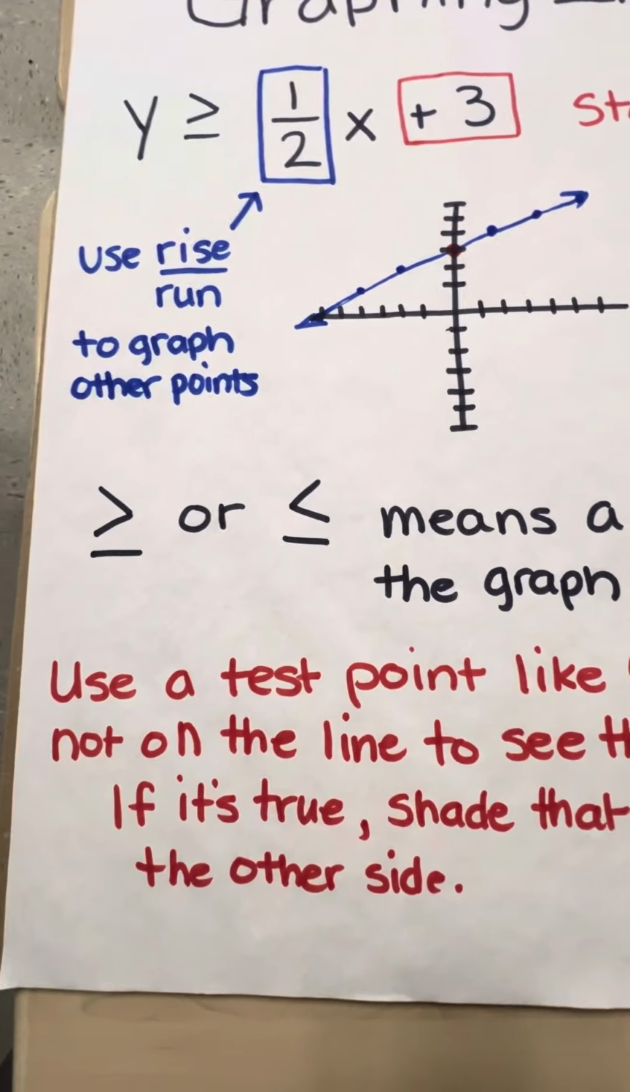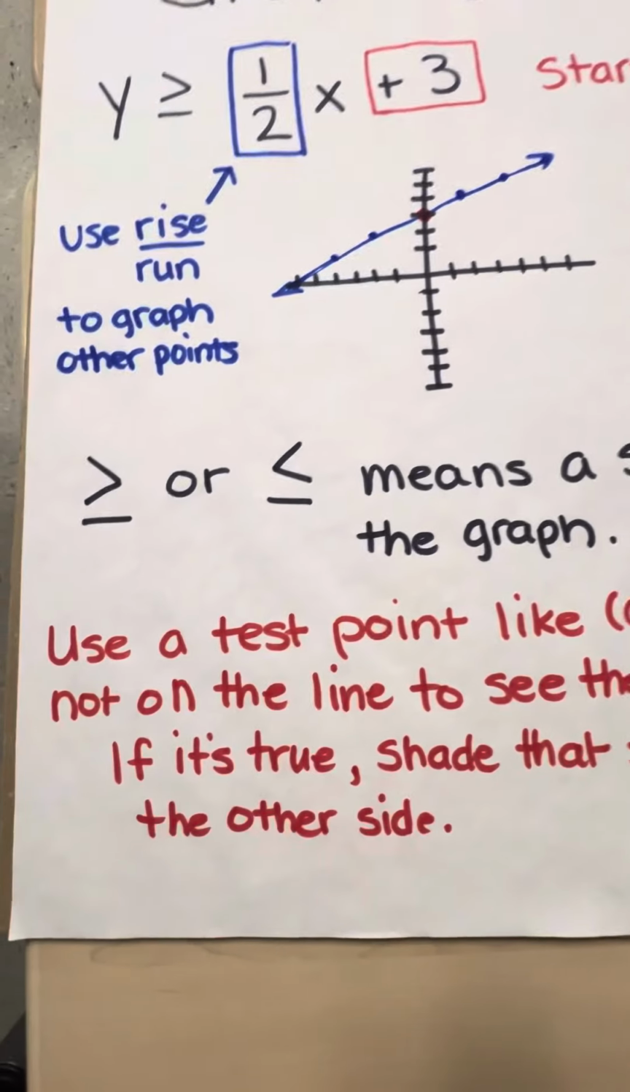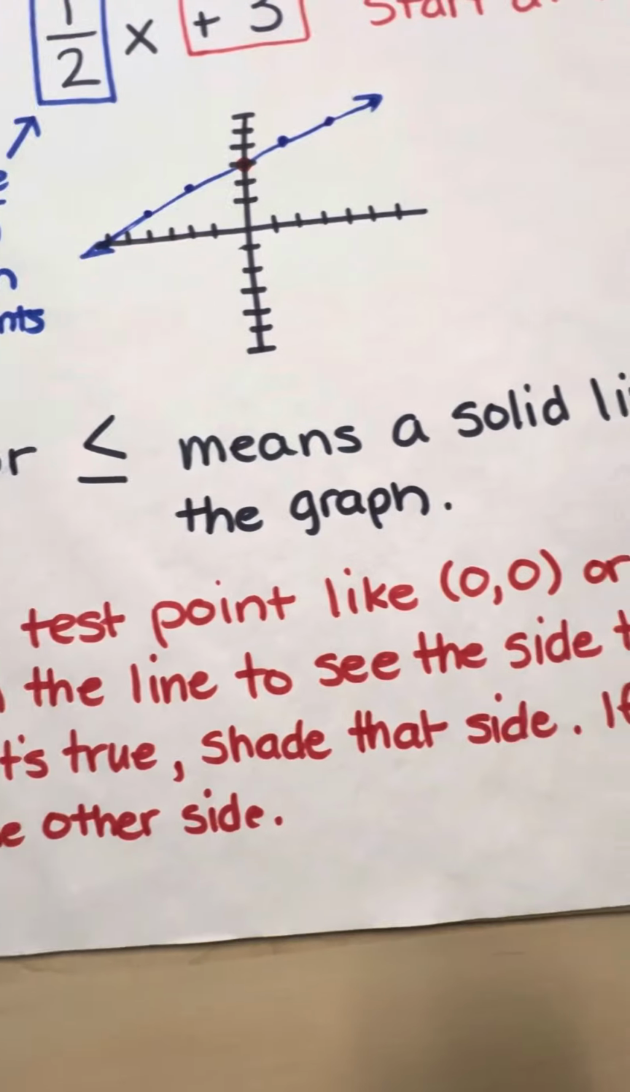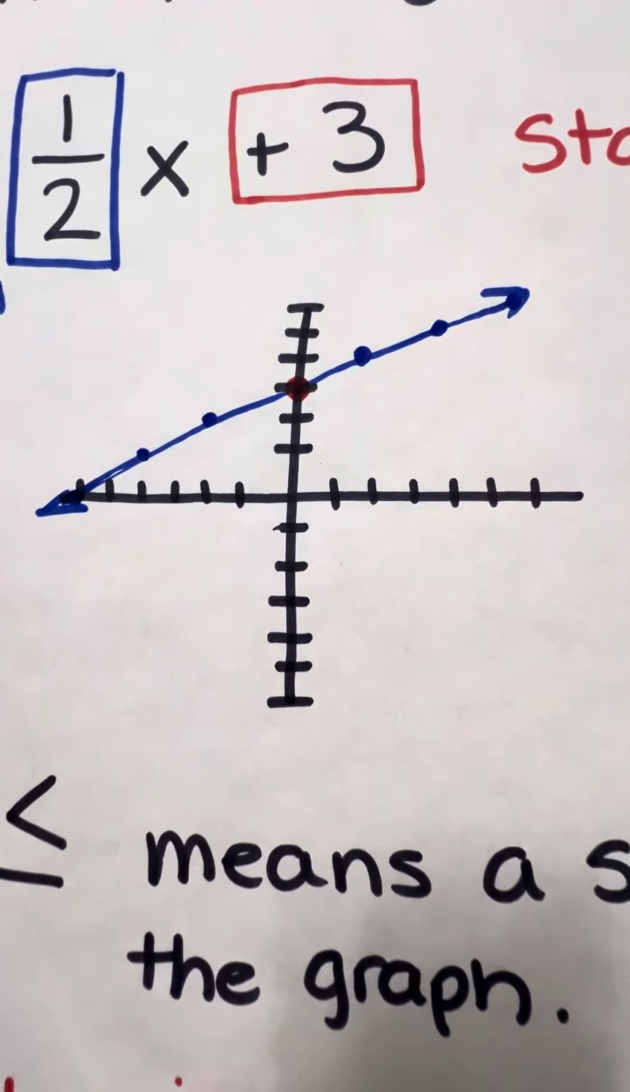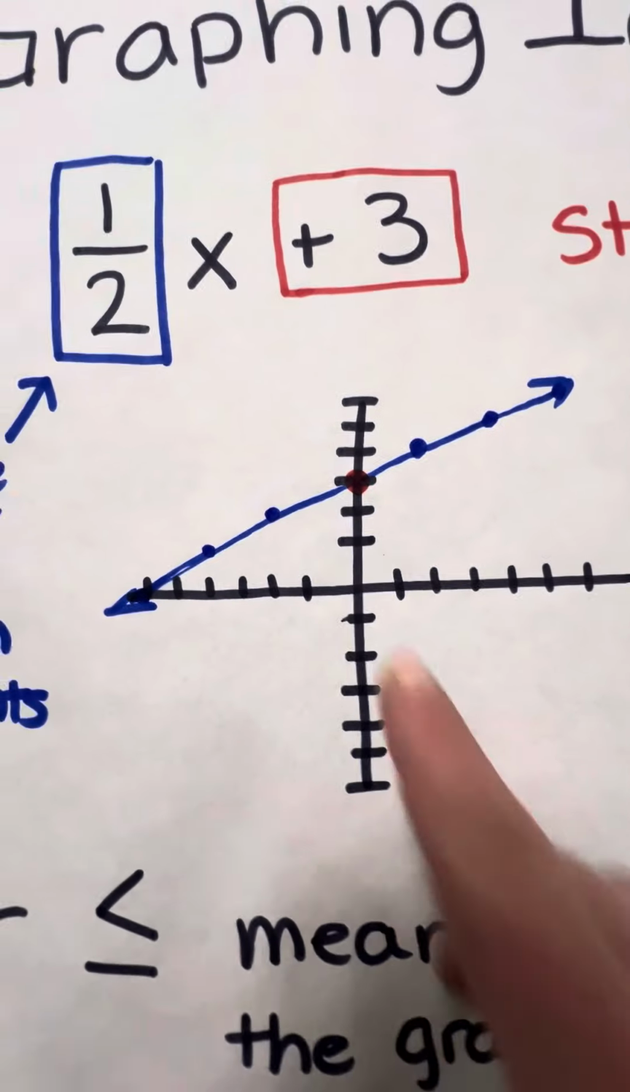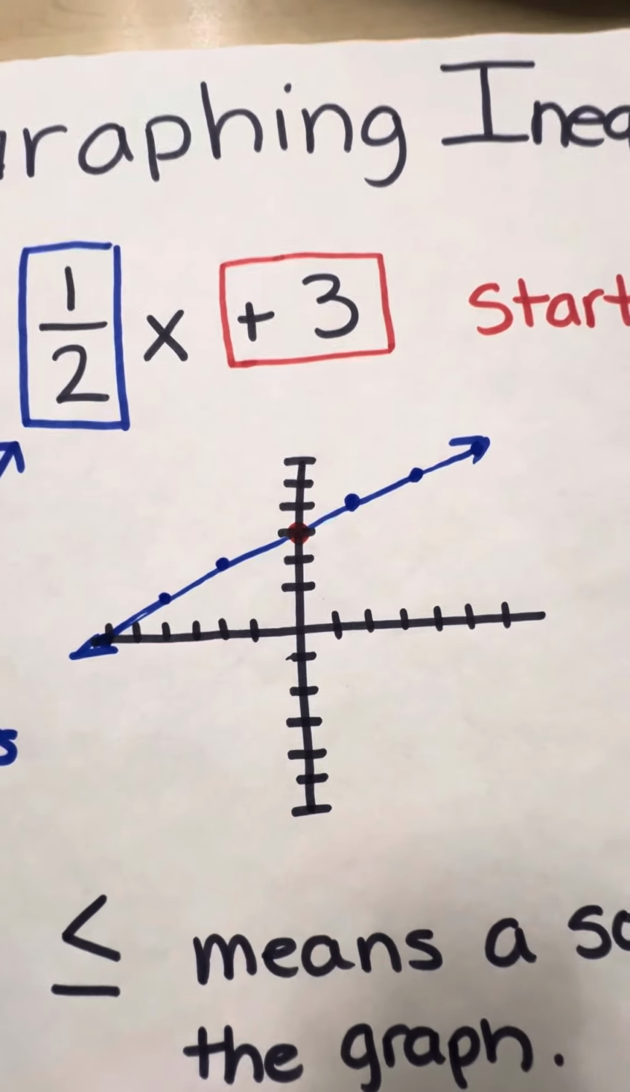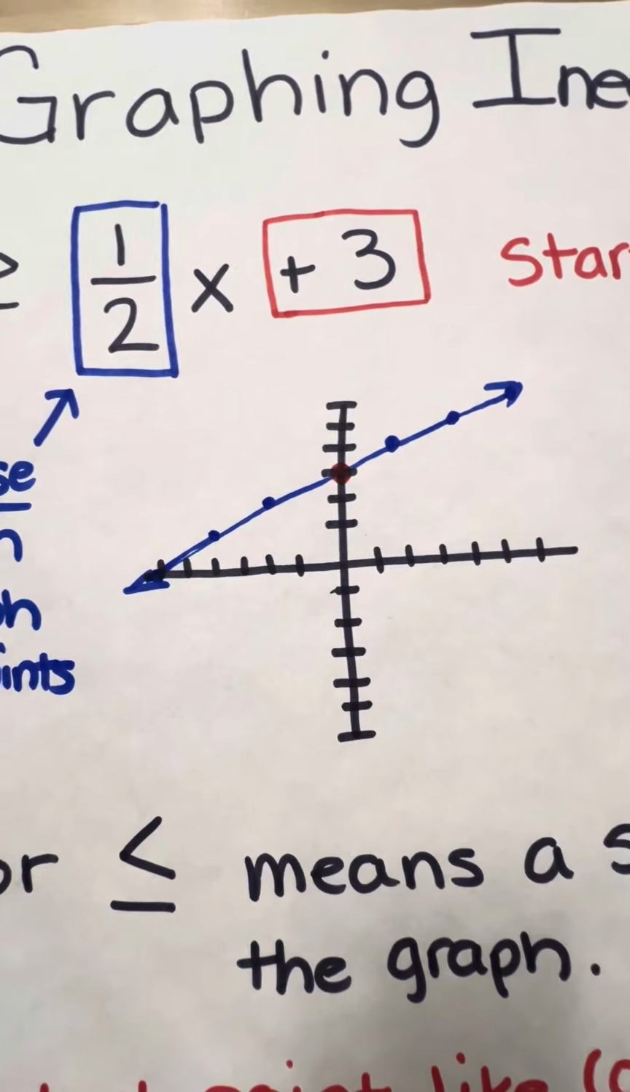But now what we're going to do is pick a side to shade for this inequality statement. So we test a point by using any point we would like. I use 0, 0 whenever possible, as long as it's a point that's not on the line that we've just drawn. So 0, 0 is down here. That works perfectly. I'm going to show you what to do with it in a second.